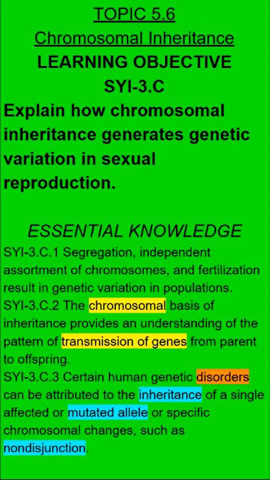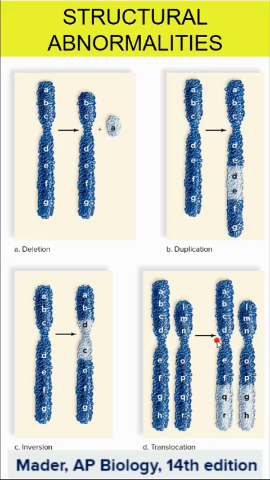Certain human genetic disorders can come from chromosomal changes such as nondisjunction. So, besides passing on mutations through genes, we can also have actual problems with the chromosomes. So we talk about mutations, but we can have structural abnormalities that actually occur within the chromosomes, where a whole piece of the chromosome gets deleted.